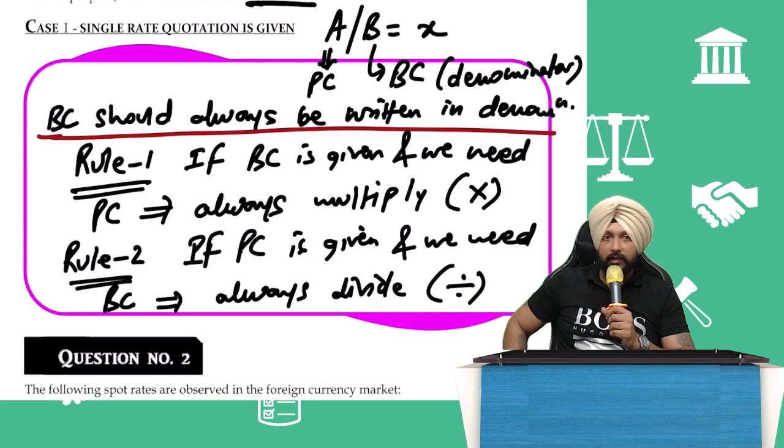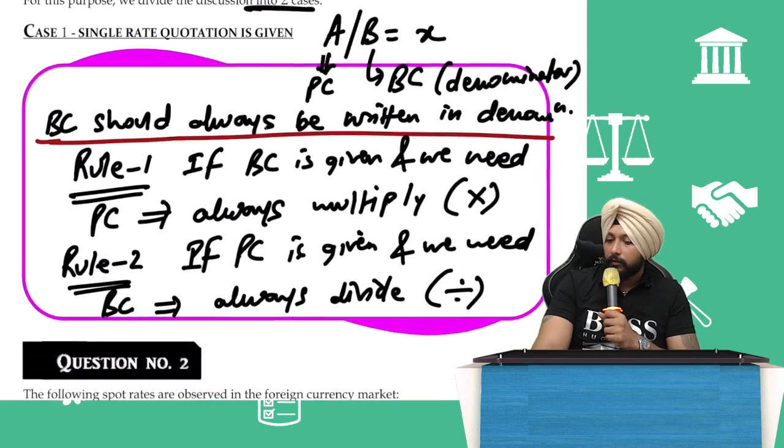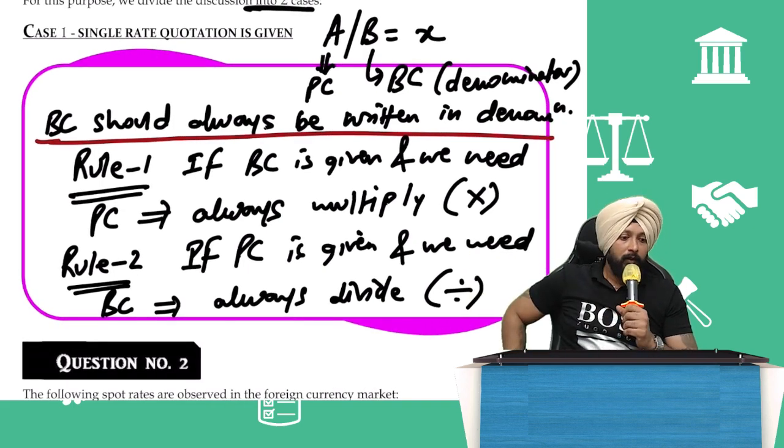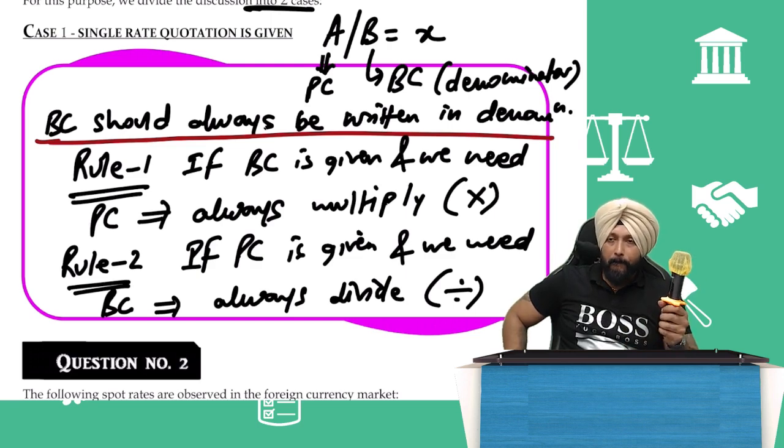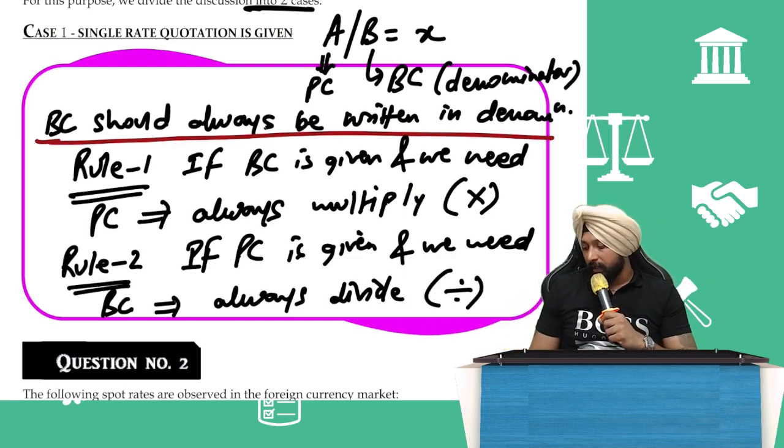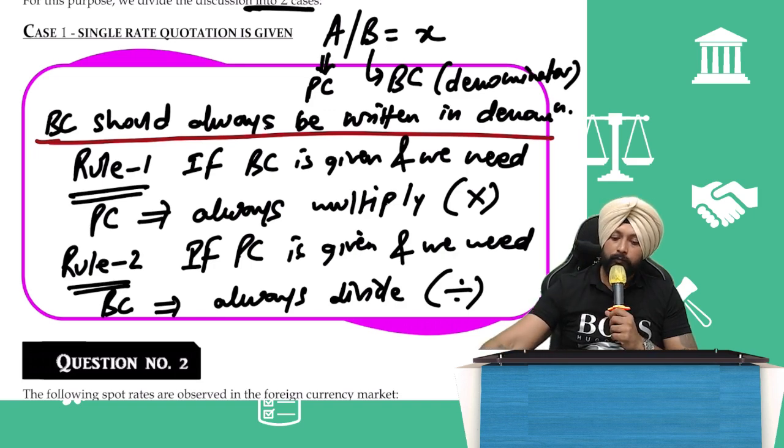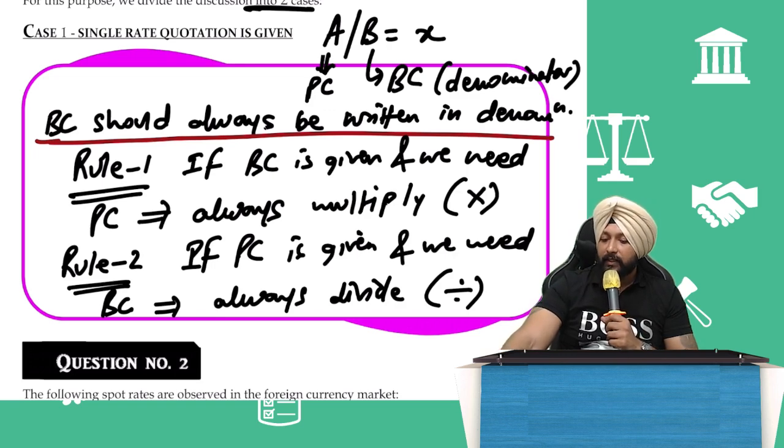Am I making sense, guys? Okay, let's write. You have this space, please write over there: A oblique B is equal to X. Below B you write base currency, and below A you write price currency.